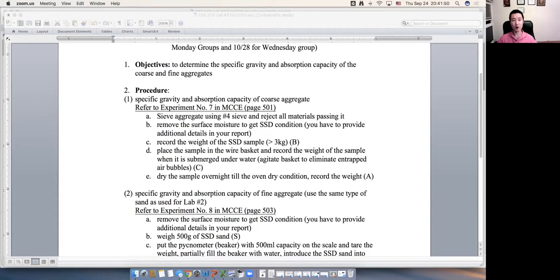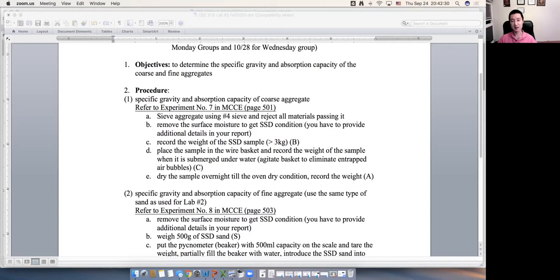For coarse aggregate, we first sieve the coarse using the number 4 sieve, and we reject all the material passing it. Basically, we use only the particles larger than number 4. Then we remove the surface moisture of the coarse aggregate particles using a towel, so we can get saturated surface dry condition for the coarse. Then we take around 3 kilograms of saturated surface dry sample.